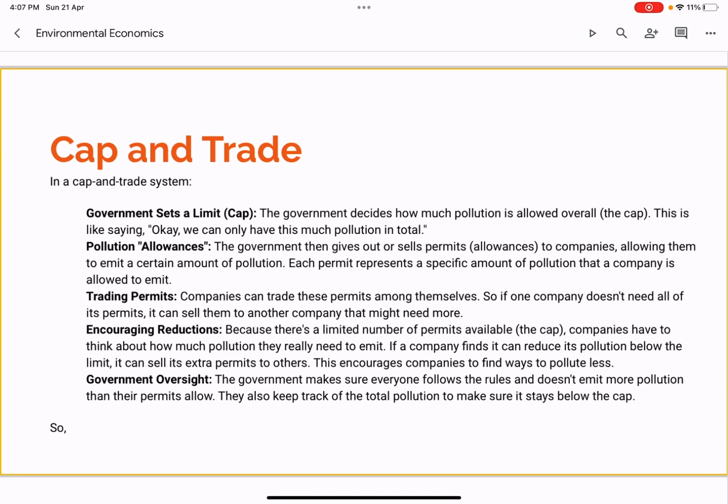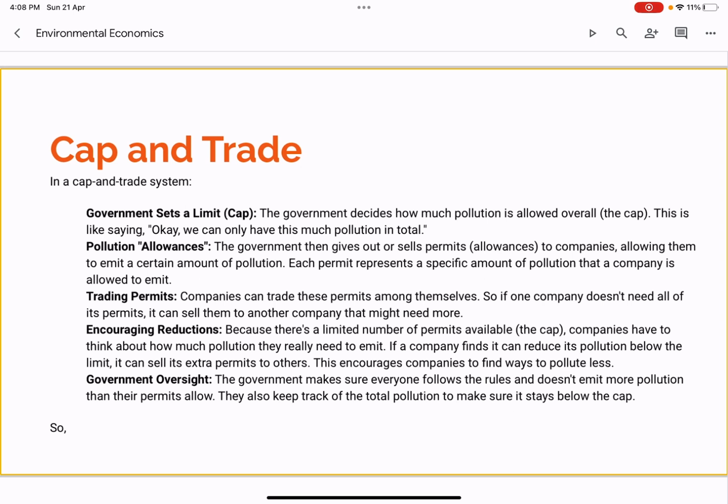Now, what is the logic behind cap and trade? You might say that, okay, the pollution is anyway happening, right? The idea, and that is what is said in support of cap and trade, is that because there is a limited number of permits available, the companies have to think about how much pollution they really need to emit because there is a cap. So the companies have to think about ways of reducing their pollution. Also, the companies will have to buy permits from the market, and buying means spending money, right? It is assumed that this would discourage the companies from polluting more, and it would encourage them to find ways to pollute less.